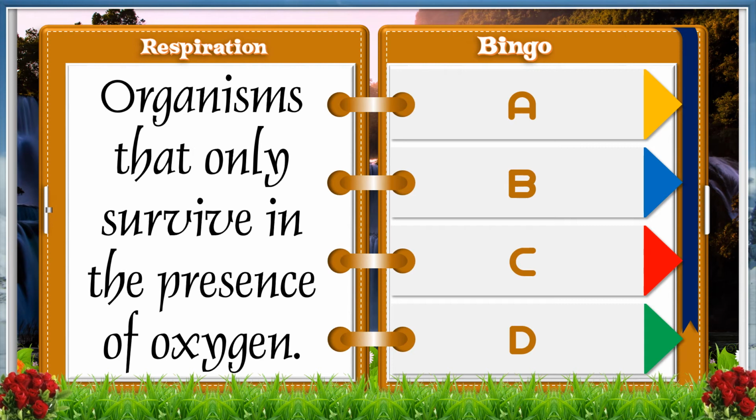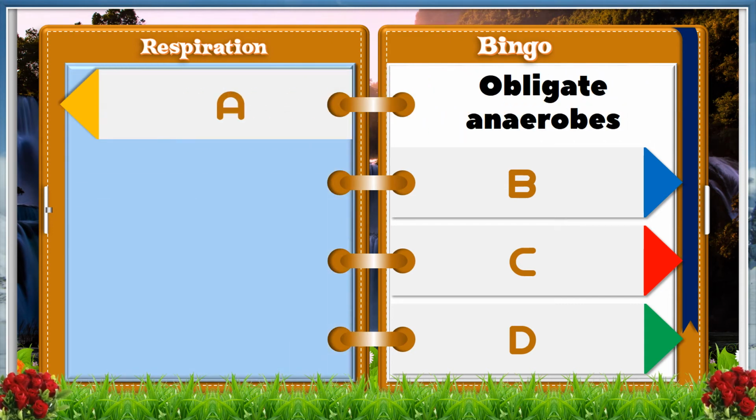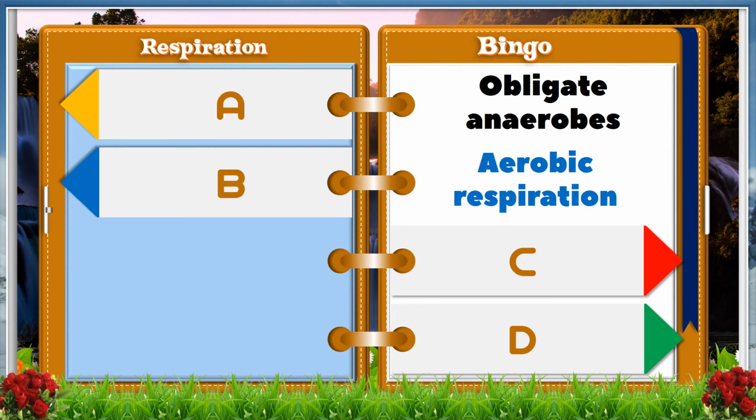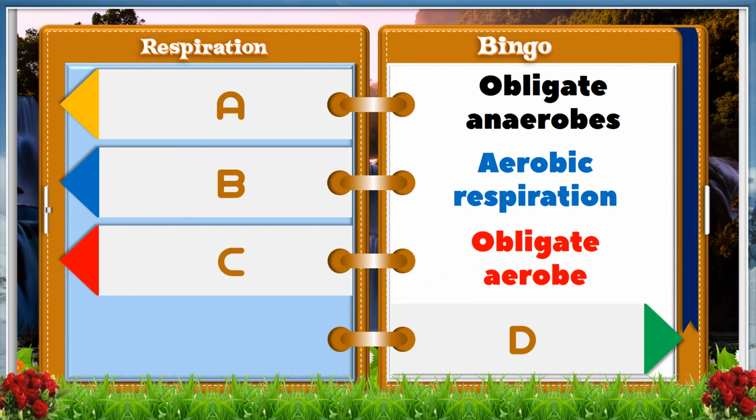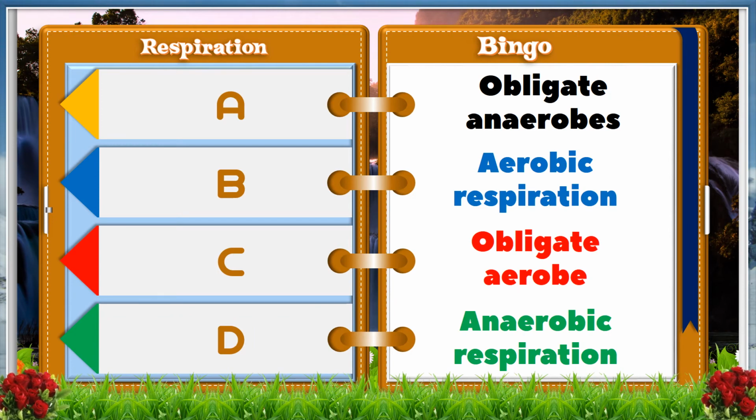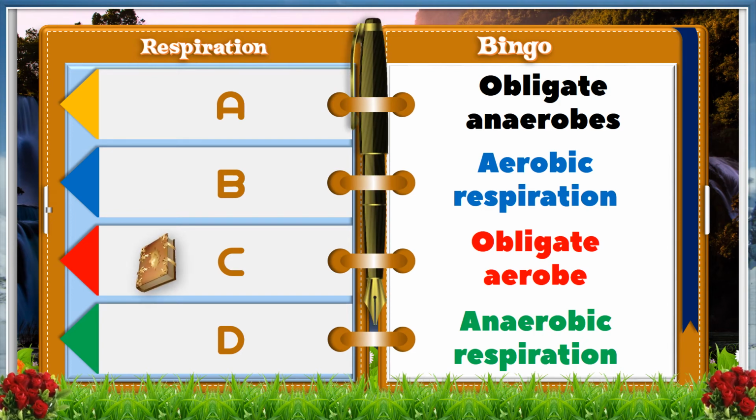Organisms that only survive in the presence of oxygen. A. Obligate anaerobes. B. Aerobic respiration. C. Obligate aerobe. D. Anaerobic respiration. And the answer is C. Obligate aerobe.